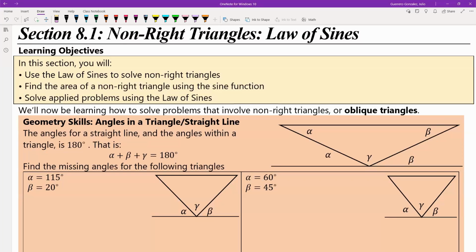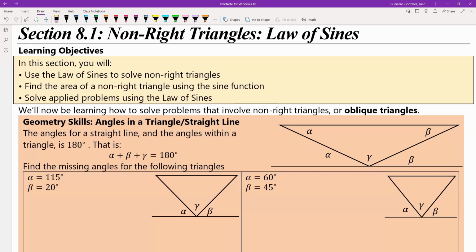Hello, everyone. This is the lecture for section 8.1, non-right triangles, the law of sines. In this section, in chapter 8, we're going to be dealing with non-right triangles. In a right triangle, we are guaranteed one of the angles to be 90 degrees, right? This section covers everything that doesn't have a 90 degree angle in it. None of the angles are 90 degrees.